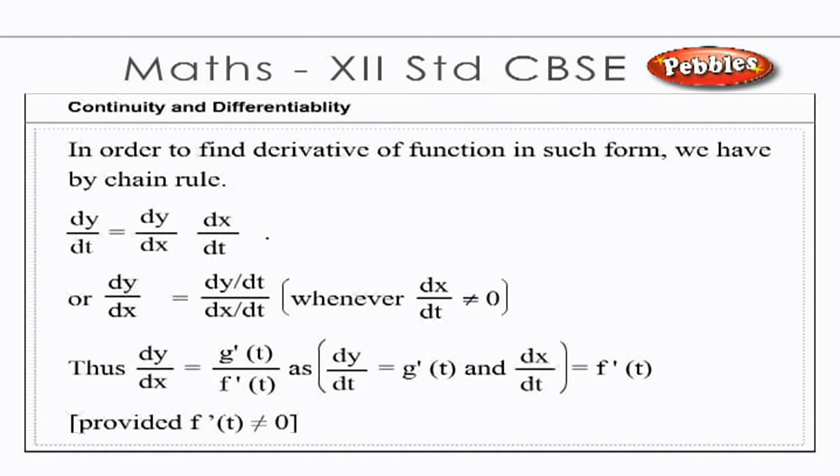In order to find the derivative of a function in such form, we have by chain rule dy/dt = dy/dx × dx/dt, or dy/dx = (dy/dt)/(dx/dt), whenever dx/dt is not equal to 0. Thus, dy/dx = g'(t)/f'(t), as dy/dt = g'(t) and dx/dt = f'(t), provided f'(t) is not equal to 0.